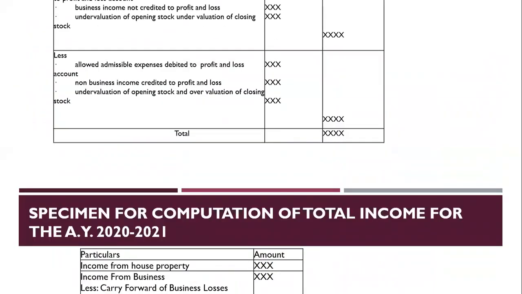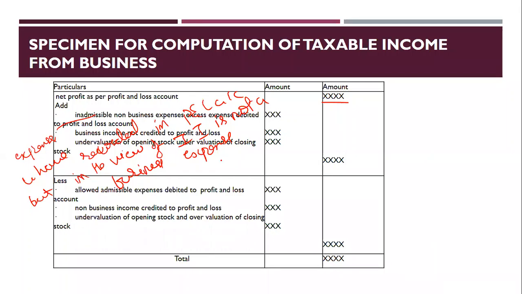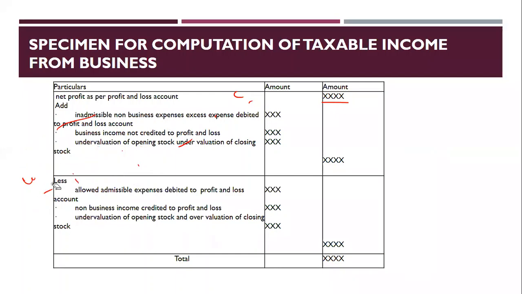It's an expense which is debited in the profit and loss account. That is what is said here: any excess expenses debited in the profit and loss account. Inadmissible or non-business expenses, in layman terms, are any expenses which are nowhere related to our business but are debited in our profit and loss account. Such kind of expenses you have to add back. You are clear?